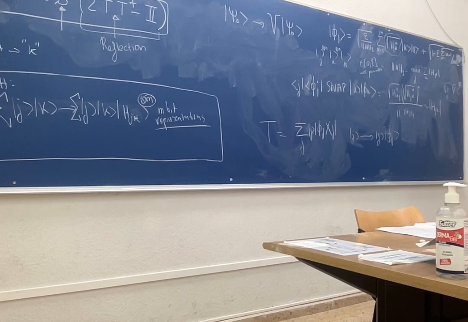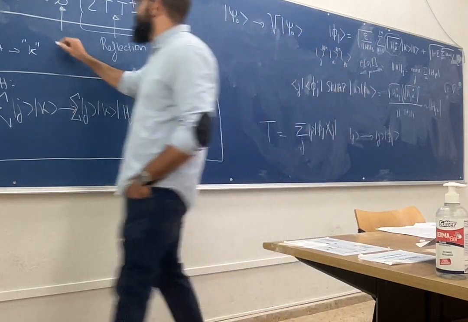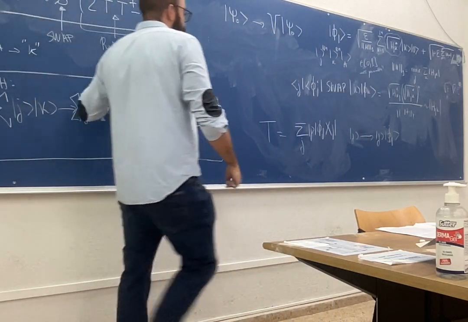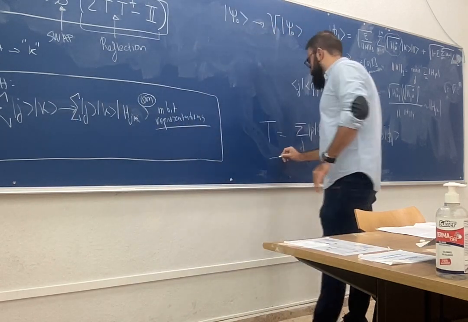And now the magic properties. Sorry, what is S again? S is the swap operator. Swap, okay. So basically you have a swap and a reflection under this isometry.